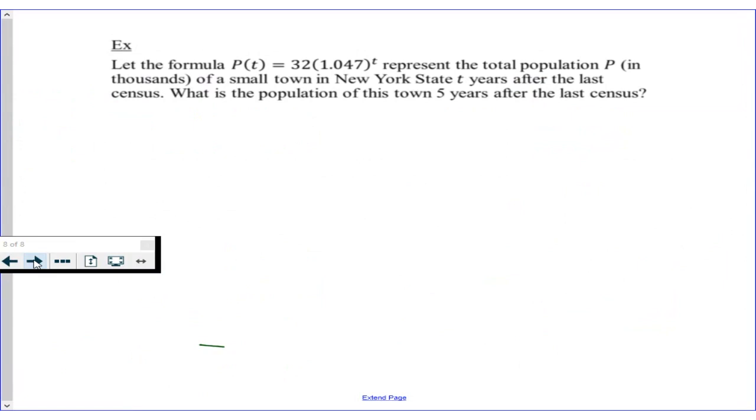Okay. Now, let the formula P(t) represent 32 times 1.047 to the power of t, representing the total population in thousands. So this is in thousands. Whatever you get, you multiply by 1,000. This is of a small town in New York, 3 years after the last census. What is the population of this town 5 years after the last census?